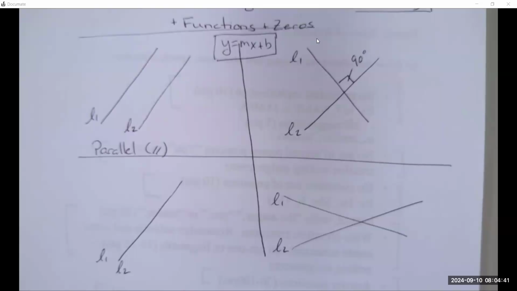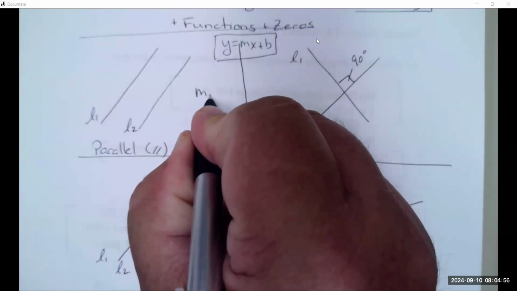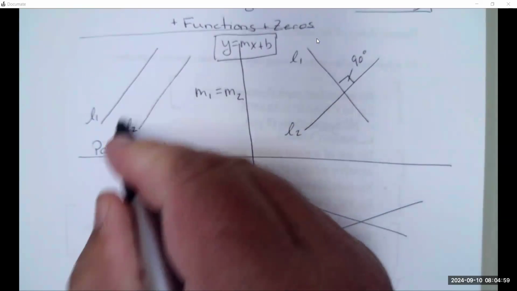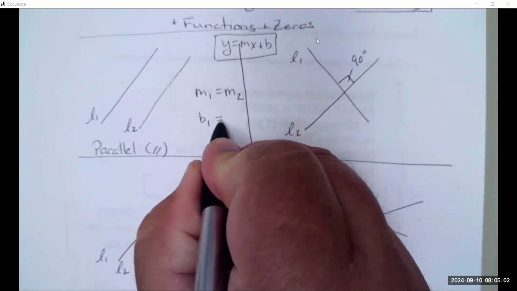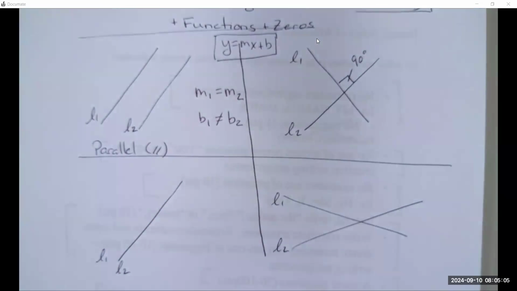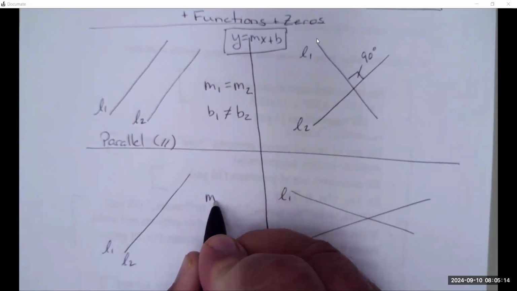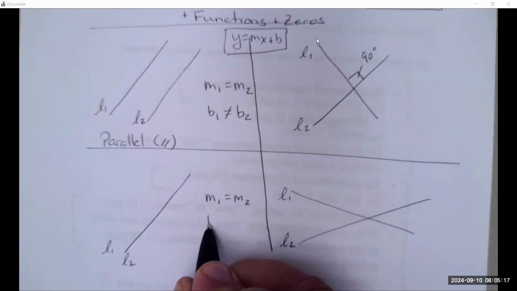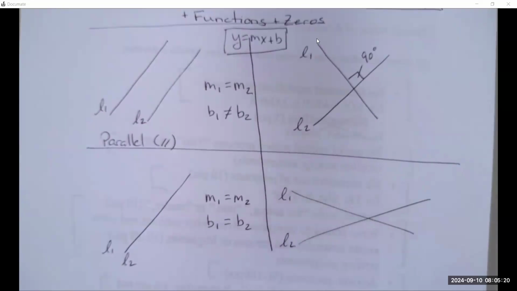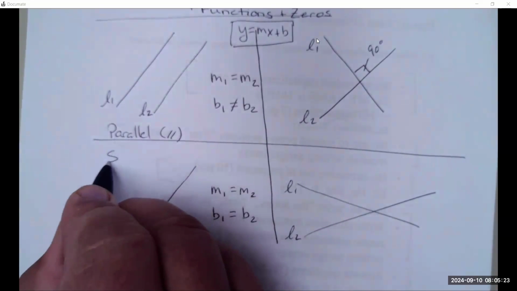So what are the conditions for parallel lines? They never touch. Okay, true. But why don't they touch? Right, because they have to have the same slope and their y-intercepts must be different. Because if their slopes are the same and their y-intercepts are the same, then they're the same line.